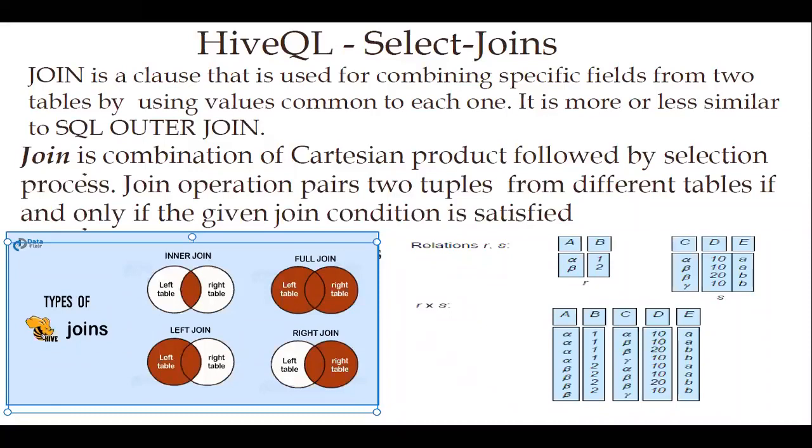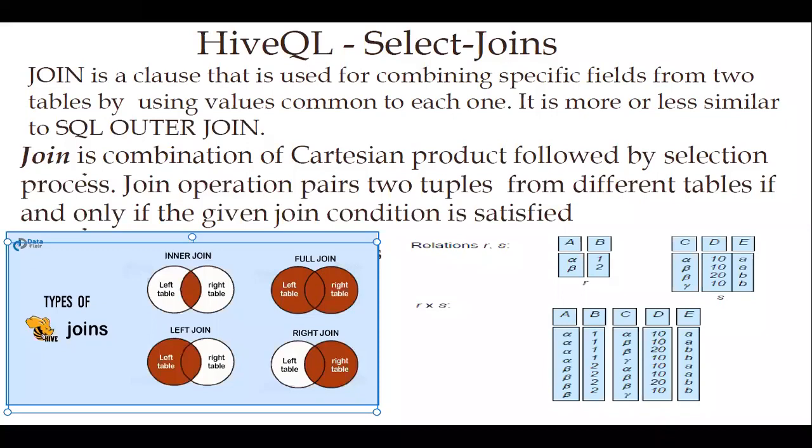Okay, so the join clause is used for combining specific fields from two tables by using values common to each one. So at least you should have a common value in both the tables. It is more or less similar to your SQL join. That means if you have studied the normal SQL join, those concepts you can apply here also. In the normal SQL join, we have studied different types of join, starting from the inner join and outer join.